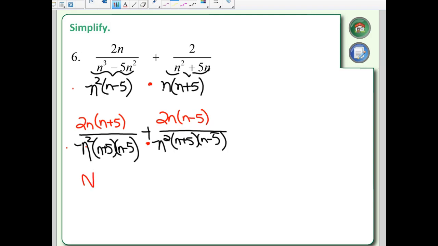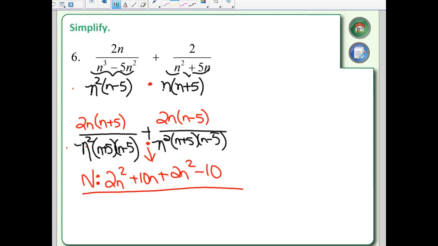So let's take care of the distributive property in our numerator. We've got 2n squared plus 10n. There's a plus sign in the middle. And now I've got 2n squared minus 10n all over my common denominator. And we've got n plus 5, n minus 5.